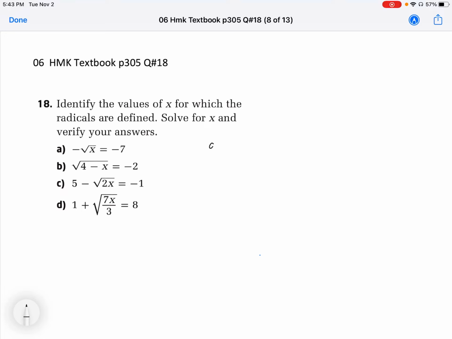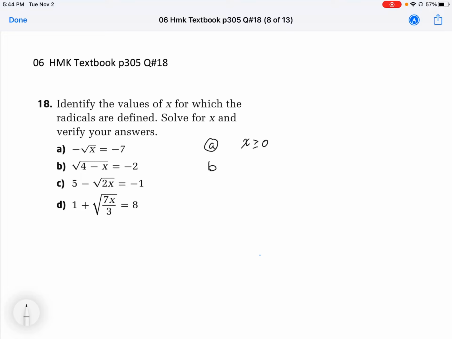So for A, we know that the radical is only defined when x is positive, so x must be greater than or equal to 0. So I shouldn't say positive. As long as it's bigger than or equal to 0, non-negative, we can square root that.